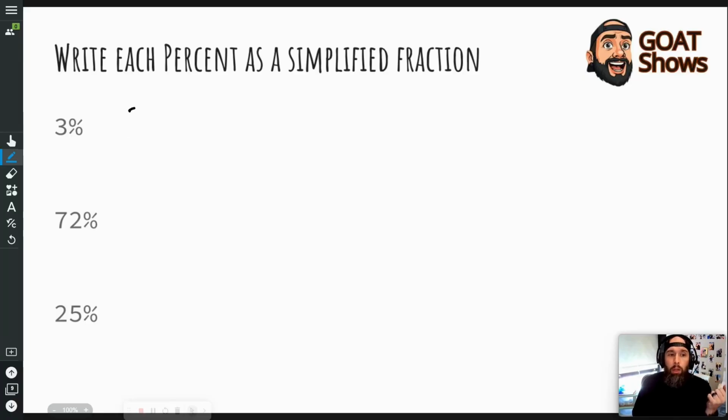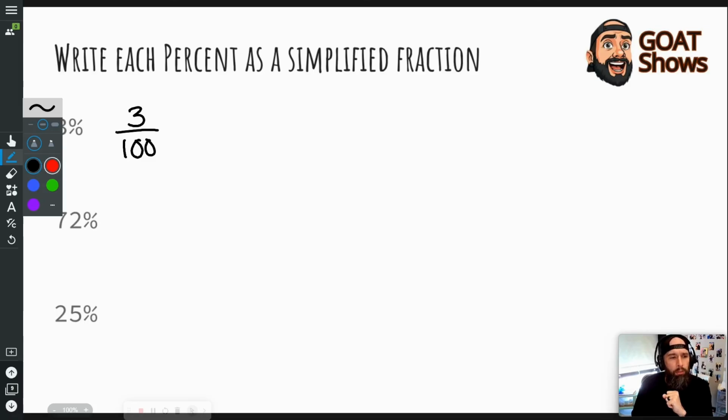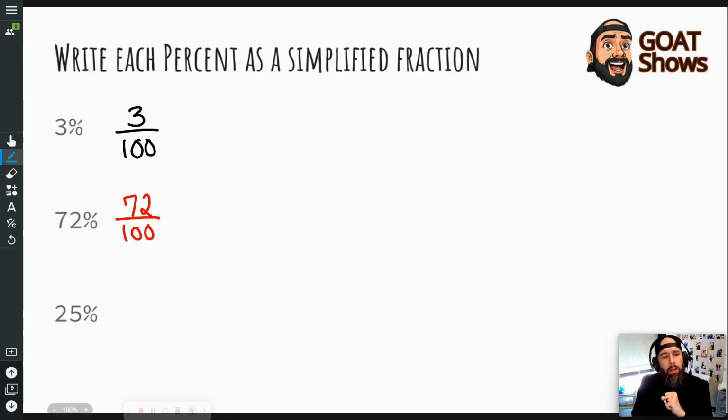3% is 3 out of 100. Looking at that fraction, can I simplify it? No. So we're done that one. 72% means 72 out of 100. Now you look at that and say, that is a fraction that has an even number in the numerator and an even number in the denominator, which means I can divide the top and the bottom, the numerator and the denominator, both by 2. So let's divide them both by 2 to allow us to simplify that fraction.